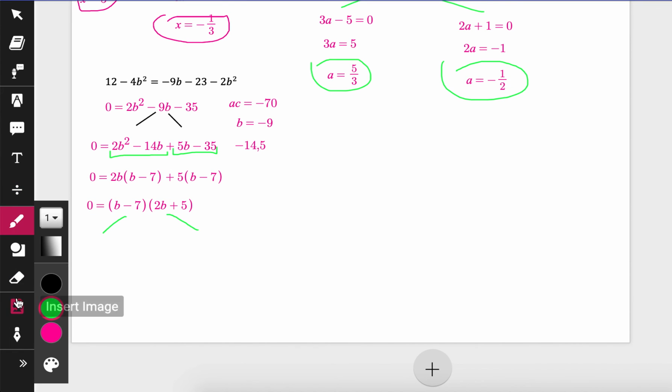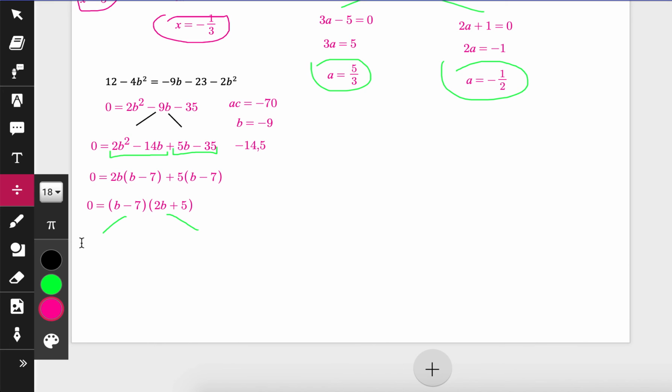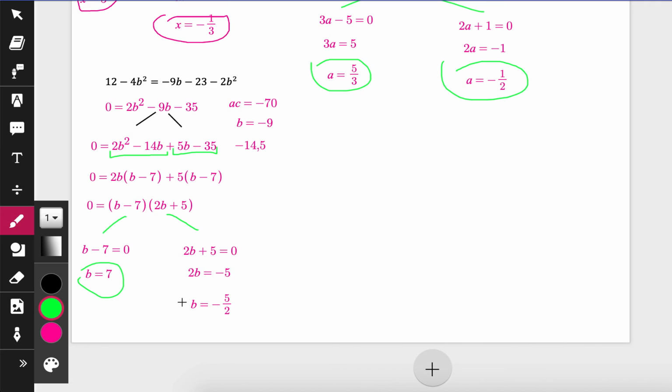And of course, our last step is, because we now have linear factors, we should be able to solve these equations. We set each one equal to 0, add 7 on both sides to get our first solution, subtract 5 on both sides, and then divide by 2 to get our second solution. And so our two solutions are here and here.